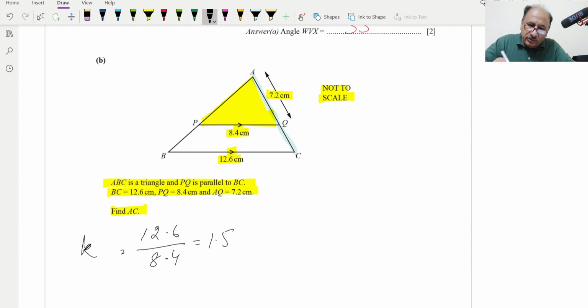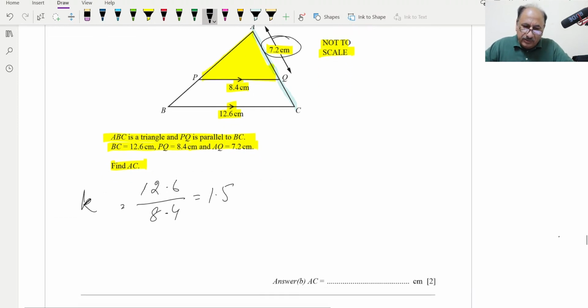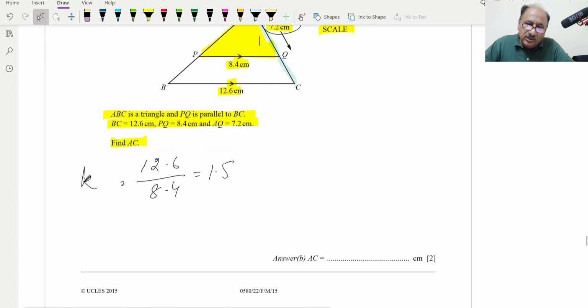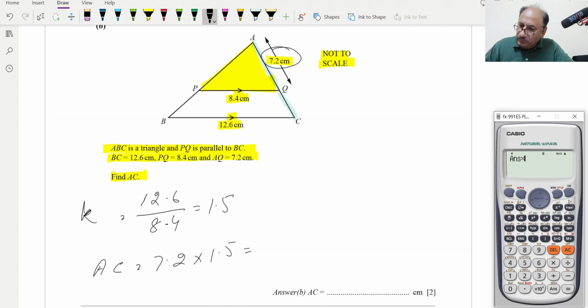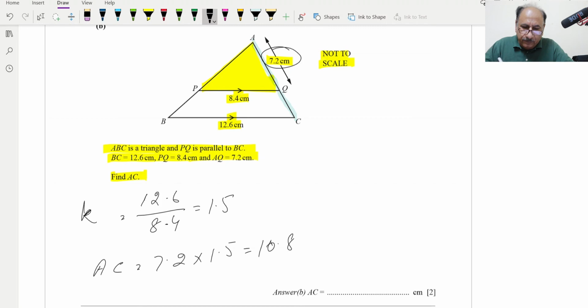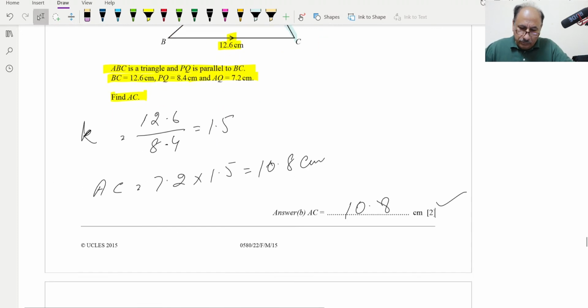Now 7.2, this side will have the same ratio, so we can write AQ ratio AC. So AC will be equal to 7.2 into 1.5, which is equal to 10.8. So 10.8 centimeters will be our answer. This is a 2 mark question. Hopefully you understood this question.